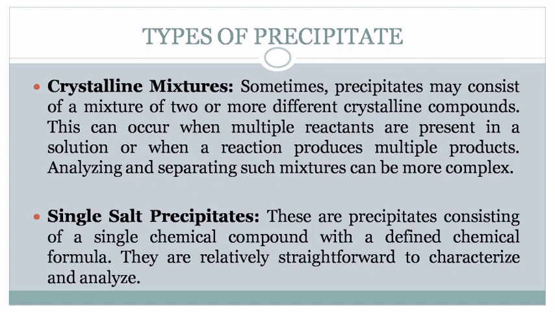Fifth, crystalline mixtures. Sometimes, precipitates may consist of a mixture of two or more different crystalline compounds. This can occur when multiple reactants are present in a solution or when a reaction produces multiple products. Analyzing and separating such mixtures can be more complex. Sixth, single salt precipitates. These are precipitates consisting of a single chemical compound with a defined chemical formula. They are relatively straightforward to characterize and analyze.